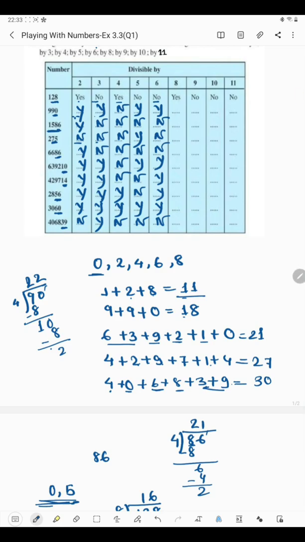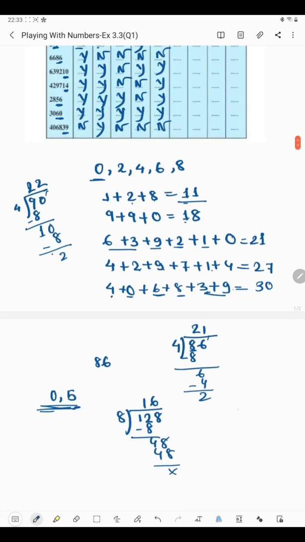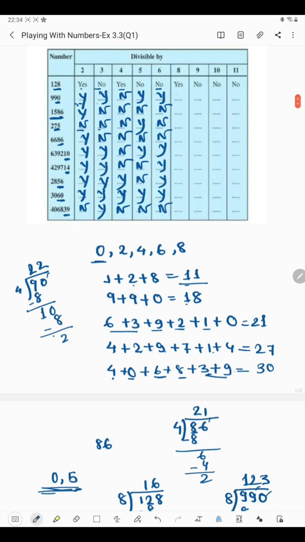Now let's check whether 990 is divisible by 8 or not. If you divide 990 by 8, then we have 8 ones are 8, then 9 minus 8 is 1, then 9 will come down. 8 twos are 16, 8 threes are 24. We cannot take 24 as 24 is greater than 19, so we'll take 8 twos are 16. So we have 3. Then 0 will come down. Now 8 fours are 32, which is greater than 30, so we'll take 8 threes are 24. That means we have got 6 as remainder. So that means it is not divisible by 8. So we will write no.